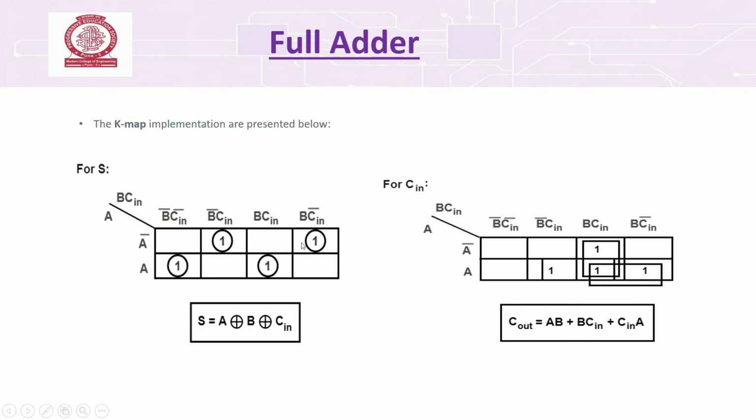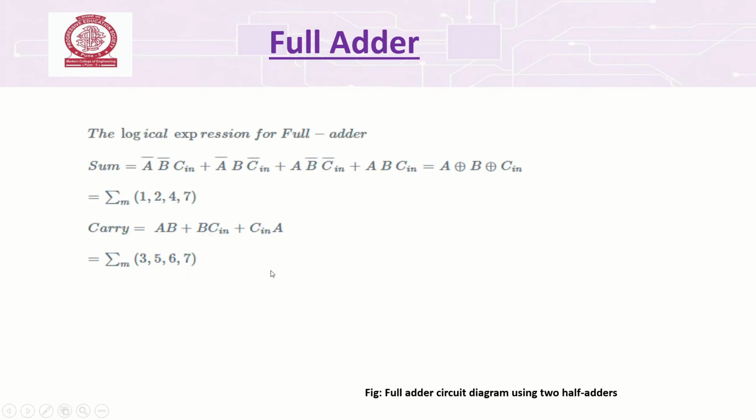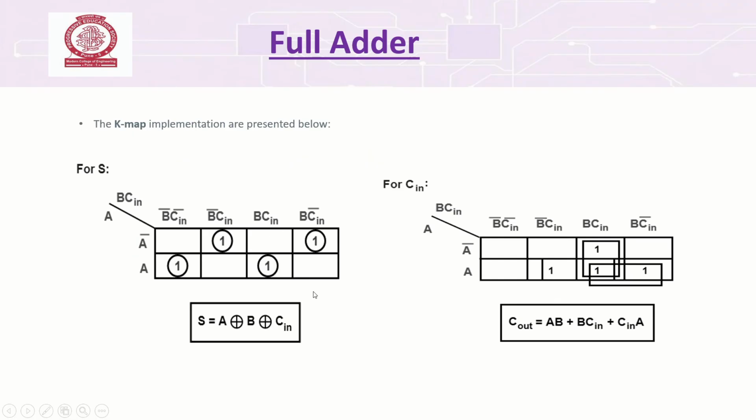For this one, our term will be A bar, B, C in bar. For this one, A, B bar, C in bar. For this one, A, B, C in. So here they have written the same. By reducing it, we'll get an expression as A XOR B XOR C in.